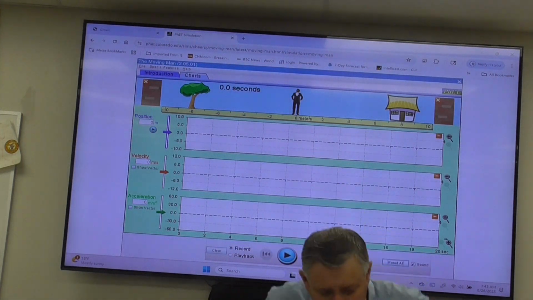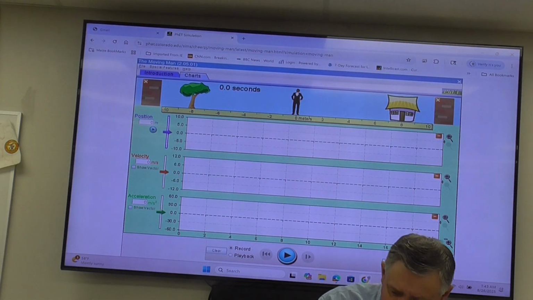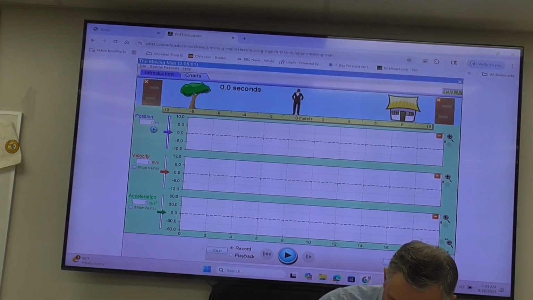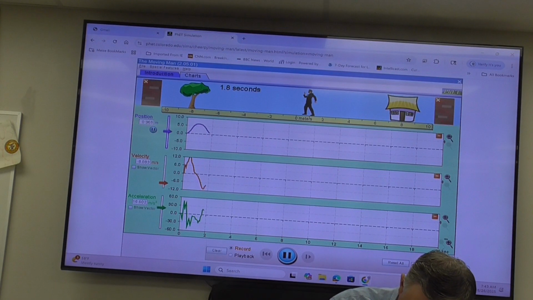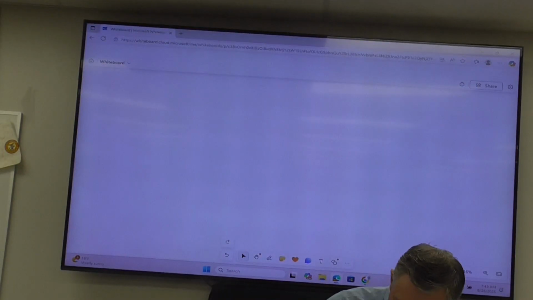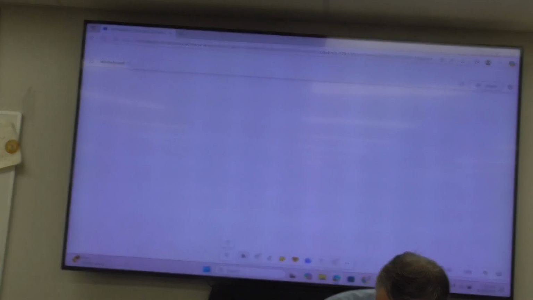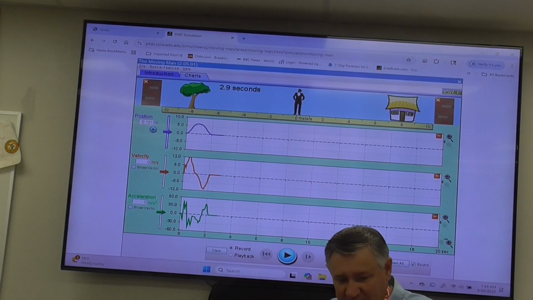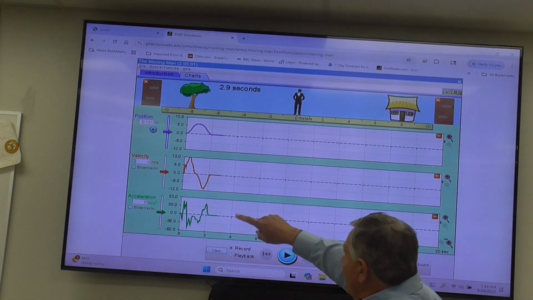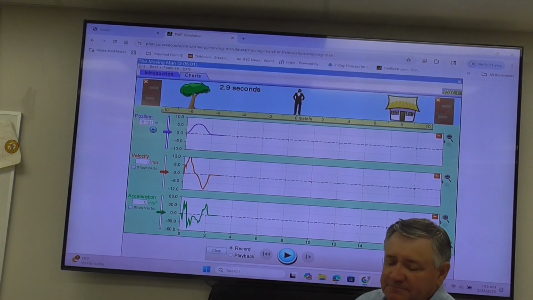So I'm going to do something simple. I'm just going to take the dude, and I'm going to make you move away, and then I'm going to make you move back. Okay, so let's talk about how this plays out. Let's start with the position time graph.